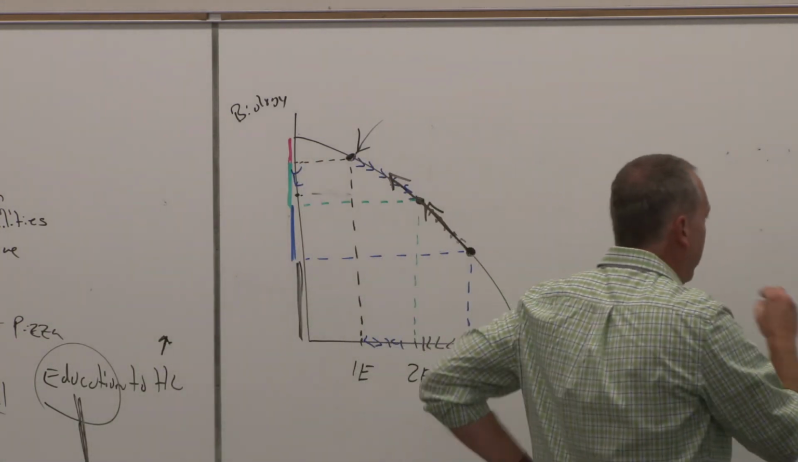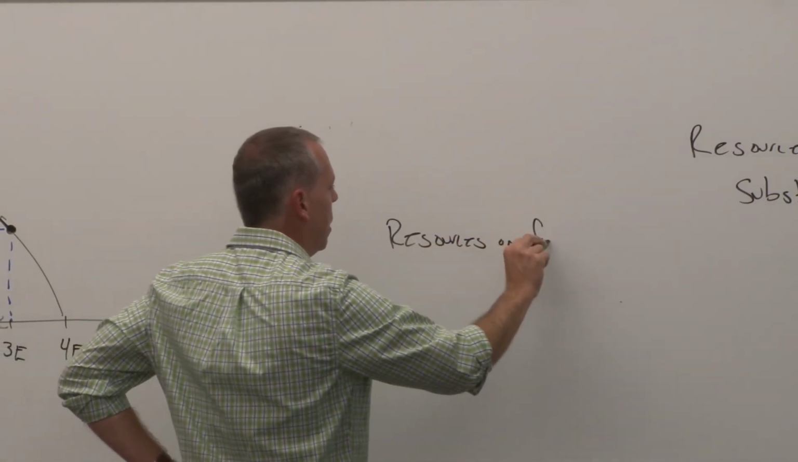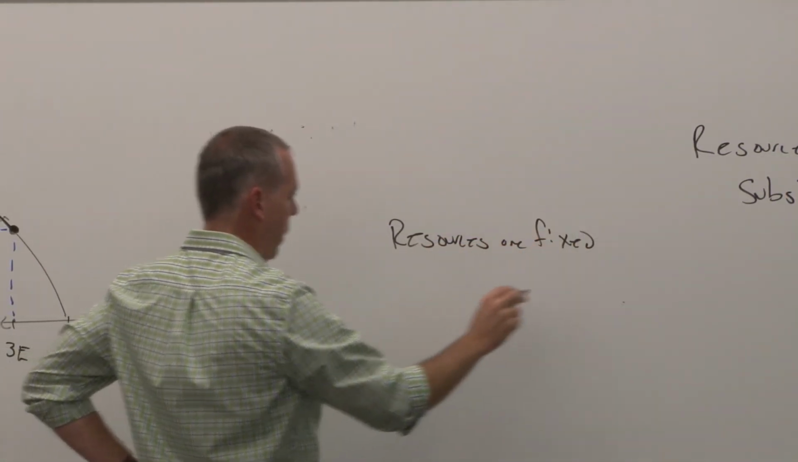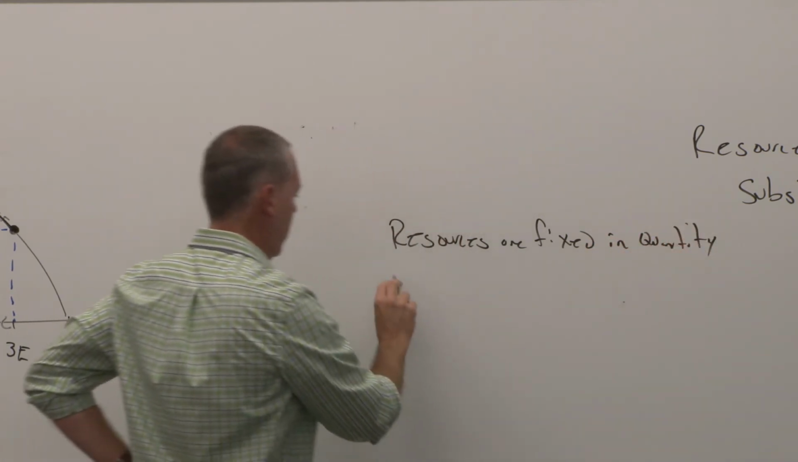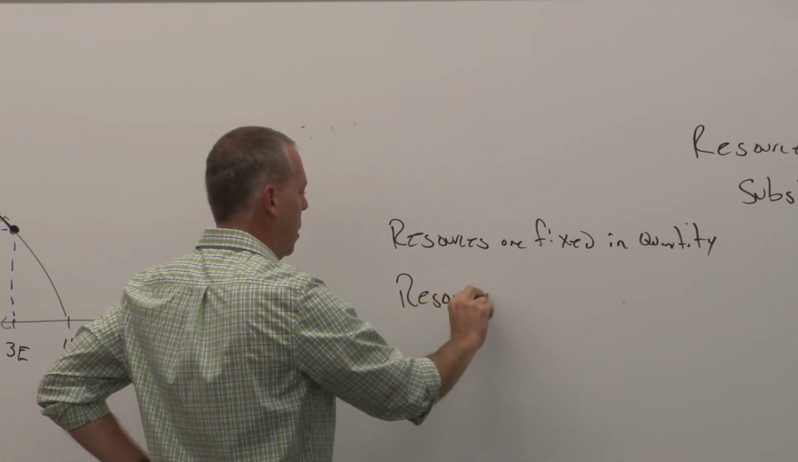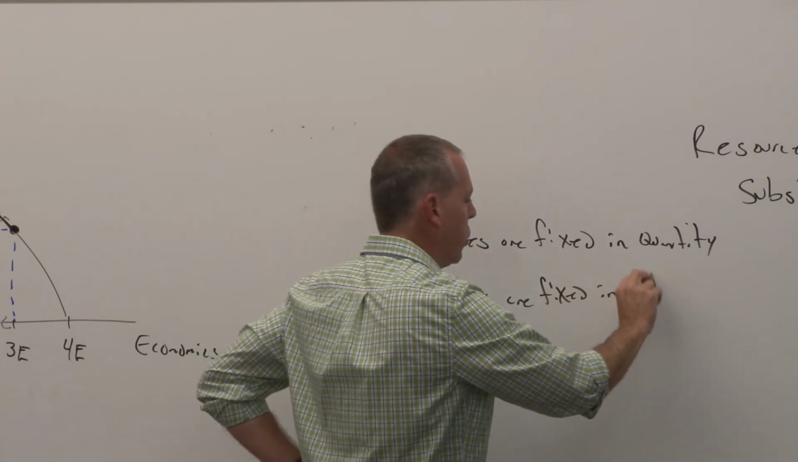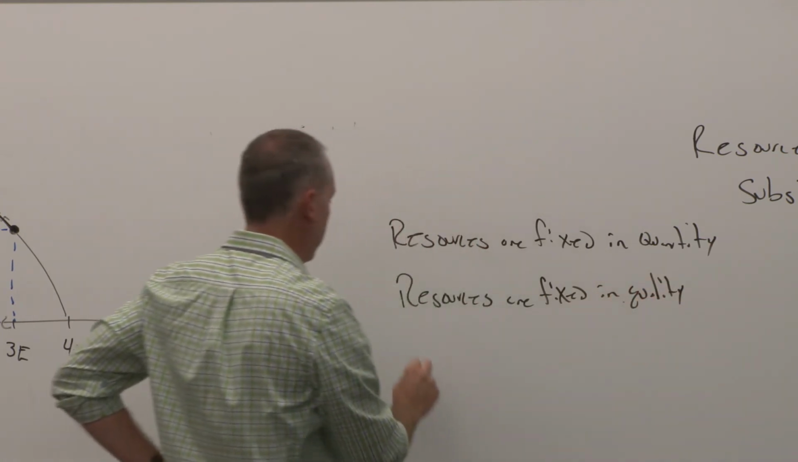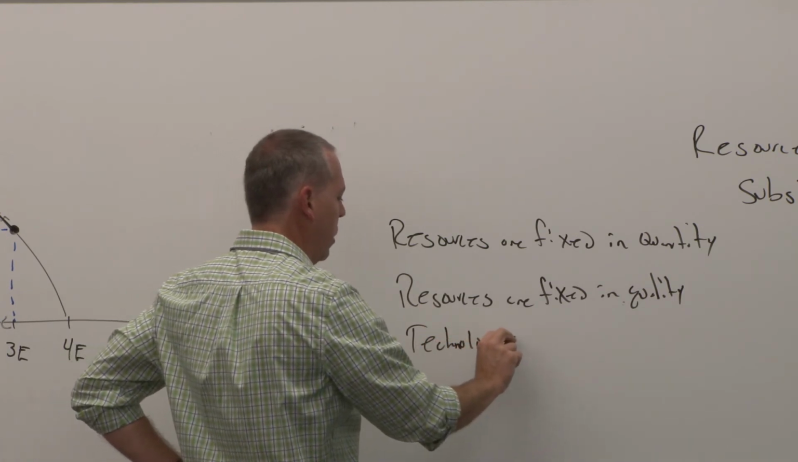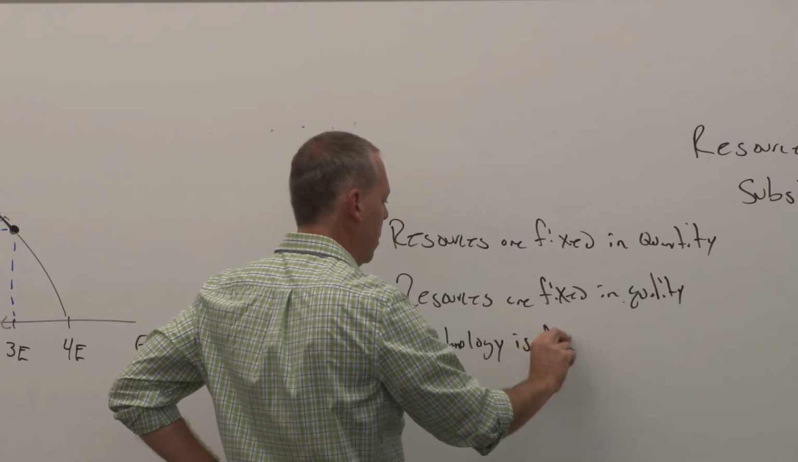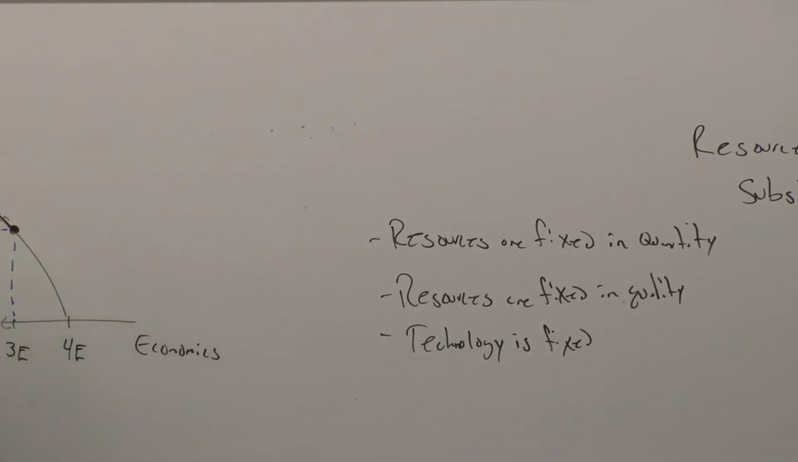So let's go back and look at our assumptions, right? We said our resources were fixed in quantity. Our resources are fixed in quality. And our technology is fixed. What happens when these guys change? Because these guys do change.